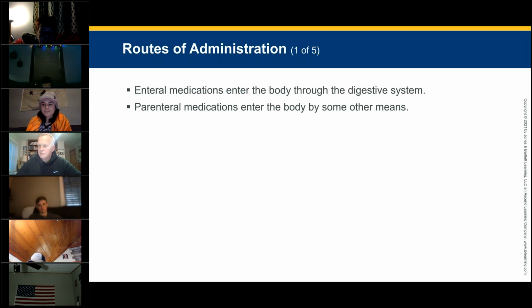Routes of administration. Enteral medications enter the body through the digestive system. They're often in a pill or liquid form, like cough medicine. Medications that are administered via this route tend to be absorbed slowly and are not commonly used in an emergency setting. Parenteral medications enter the body by some other means. They're often in liquid form, administered through needles or syringes. They're absorbed more quickly and offer a more predictable and measurable response.